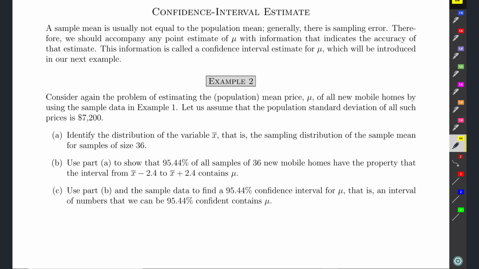Example 2 is asking us to once again consider the mean price, or actually estimating the mean price of all new mobile homes by using the sample data from example 1. We want to assume that the population standard deviation of all such prices is $7,200. In the context of this problem, we want to refer to 7,200 as 7.2. So that's going to be our sigma. Part A says to identify the distribution of the variable x bar, that is the sampling distribution of the sample mean for samples of size 36.